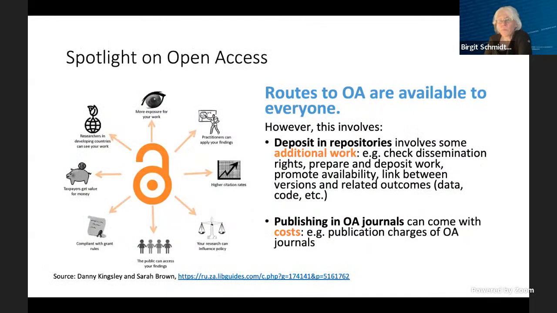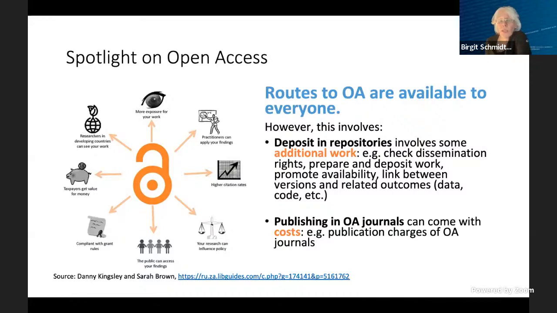And I'd like to dig a little deeper into open access to publications because this is the area which is familiar to most of our listeners today. So there are routes to open access which are available to everyone in the sense sharing papers can happen through repositories. So publication repositories, there's disciplinary ones, but also overarching ones like Zenodo, for example. You might have come across examples in your own field. Open Science Framework is popular in psychology, for example.